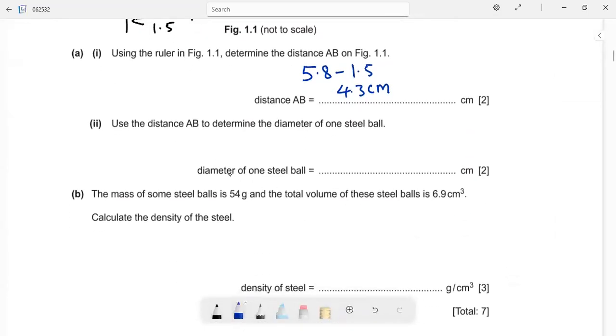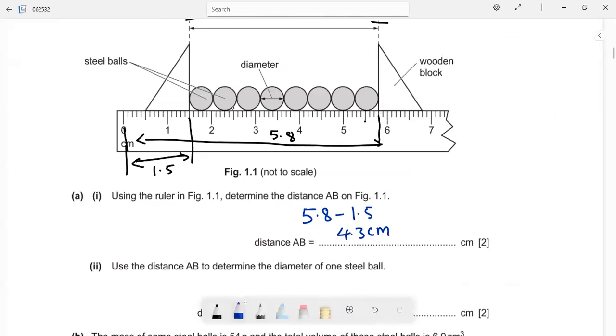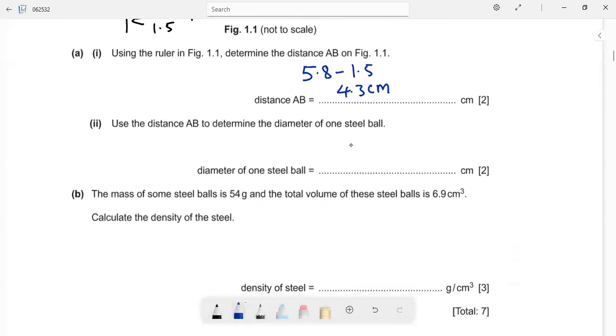Next, use the distance AB to determine the diameter of one steel ball. So total it is 4.3, and there are total of 1, 2, 3, 4, 5, 6, 7, 8 balls. So we can divide the total length 4.3 by 8. So we'll be getting the answer 0.54 centimeter.